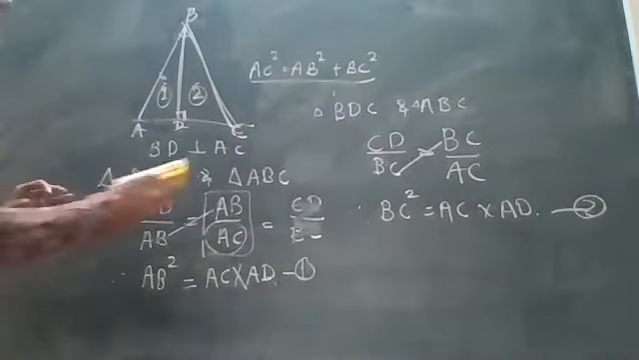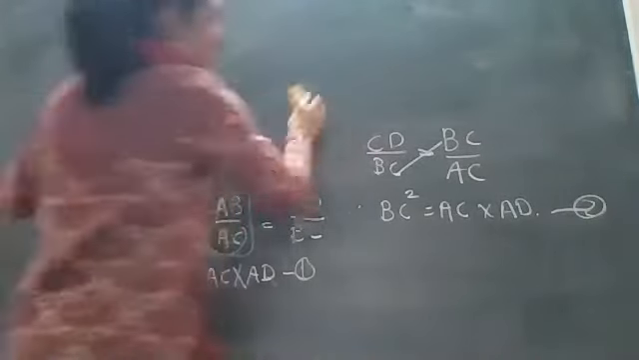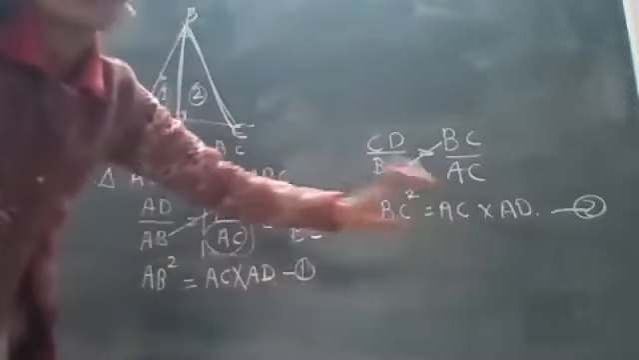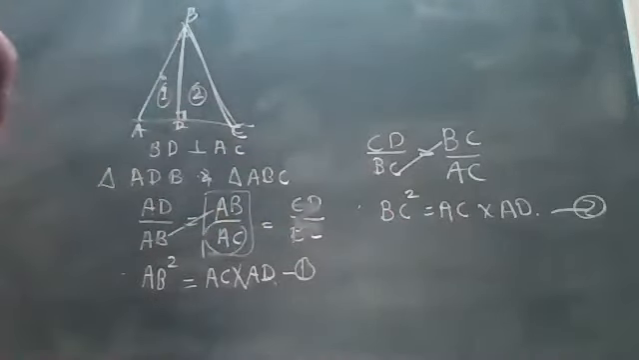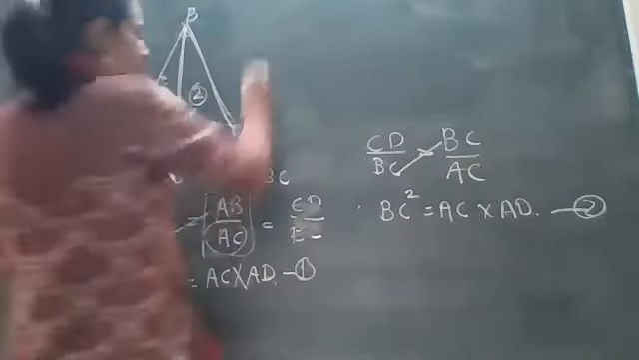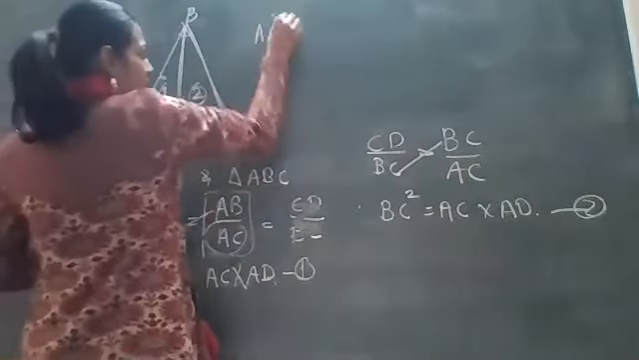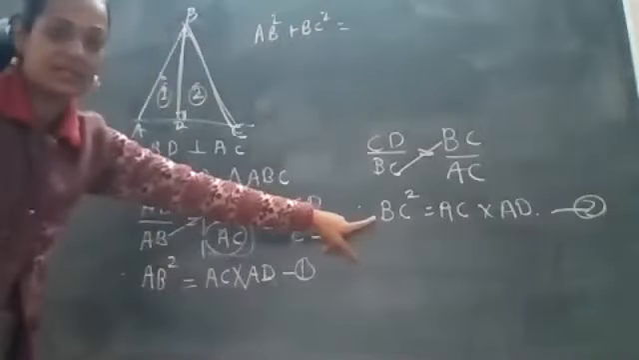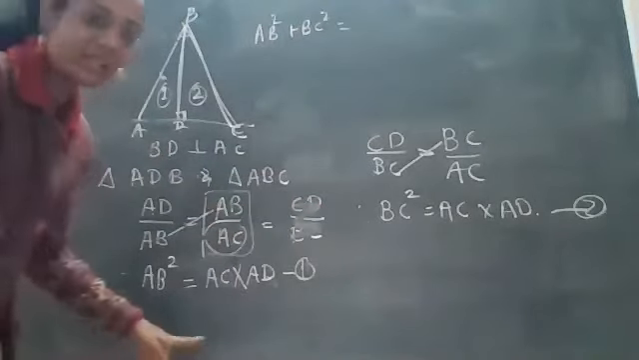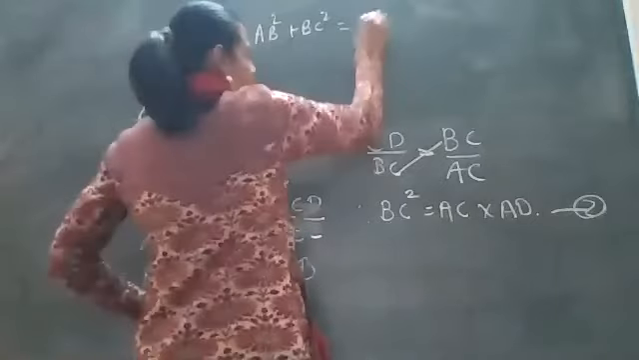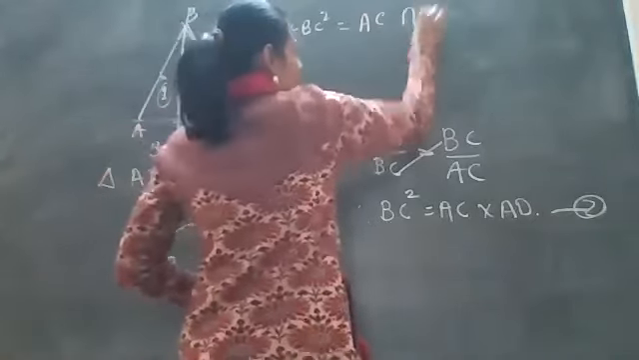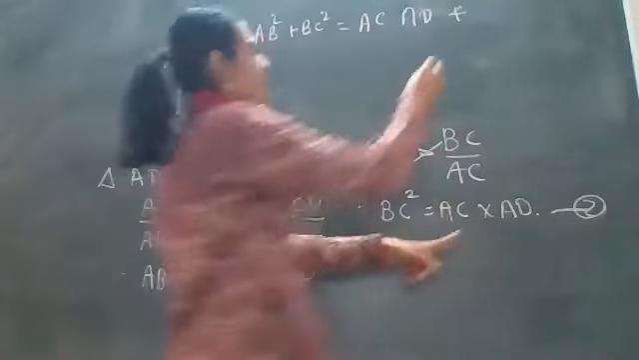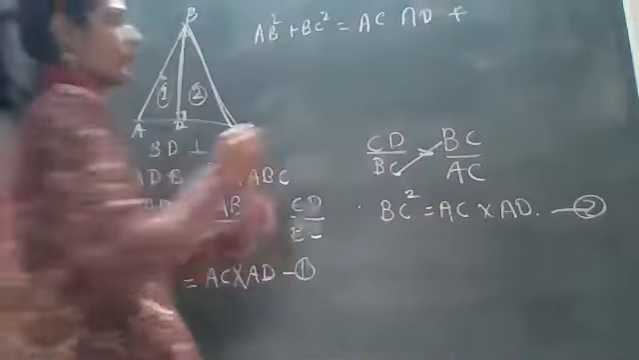Okay, let's go. Now what are we doing? We are using equations 1 and 2. We will add both the two. So what are we writing? We are writing AB square plus BC square. We are adding the left hand side. Now the right hand side: AC into AD plus AC into CD.